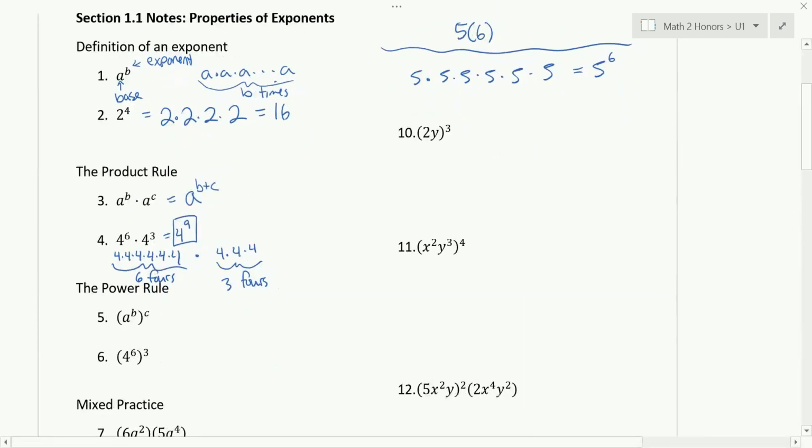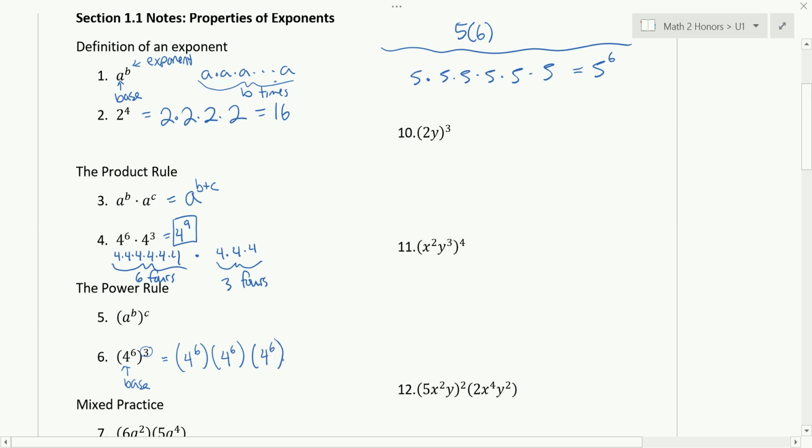The power rule on number 6. Going back to the definition of an exponent, here we have 4 as a base, but we had 2 exponents, a 6 and a 3. If we start with the outermost exponent, that 3, that's saying we have a repeated multiplication. We have 4 to the 6 times 4 to the 6 times 4 to the 6. We have 3 of them that repeat.